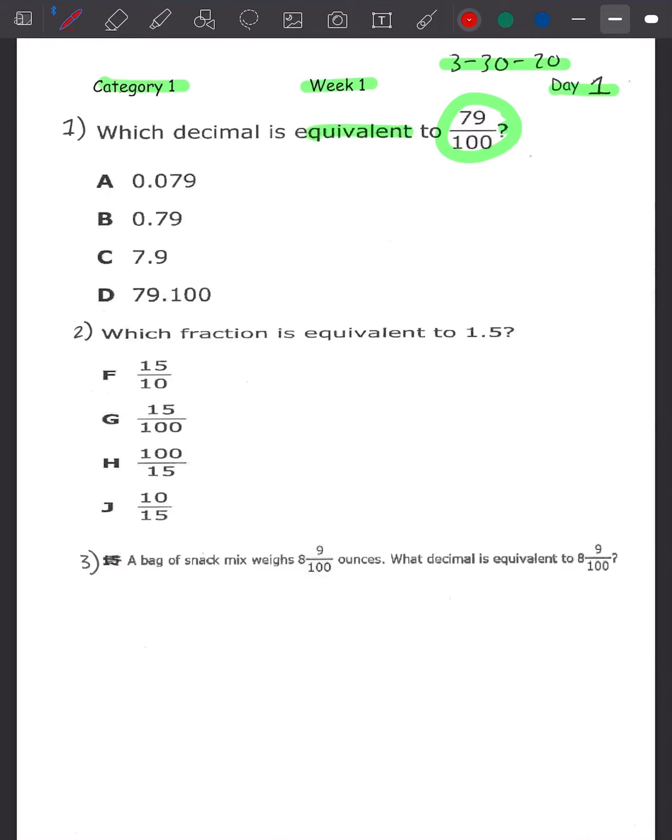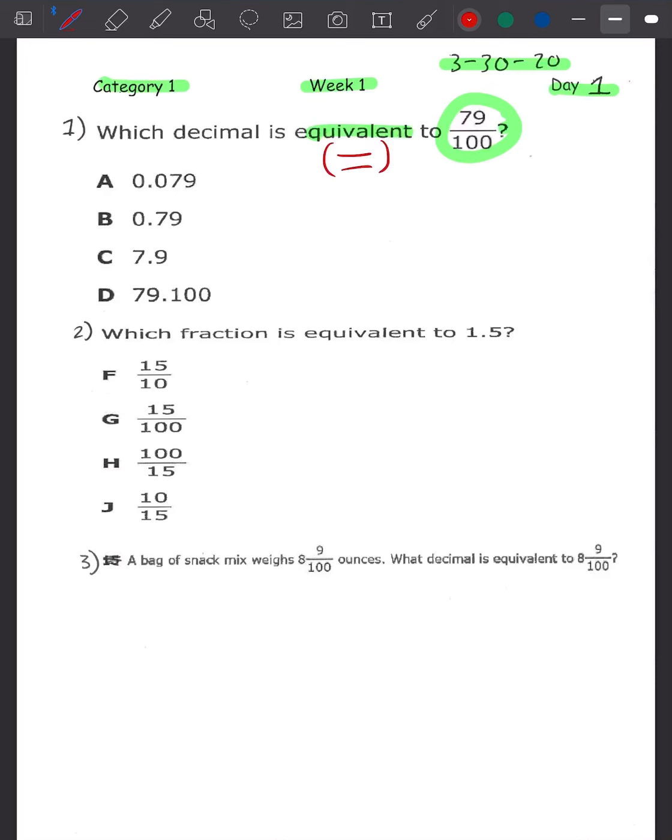Okay, so here goes. Number 1. Which decimal is equivalent to 79 hundredths? Listen to how I said that, guys. 79 hundredths. That is the proper way of saying that fraction. So, okay, they want me to look for the equivalent. So I highlighted my keyword. I drew what equivalent means. And now, what do they want me to do?